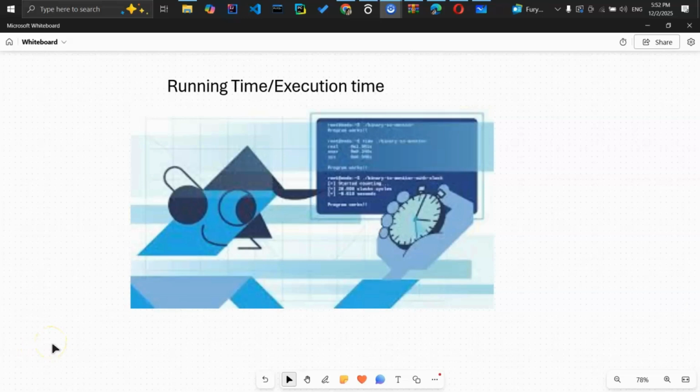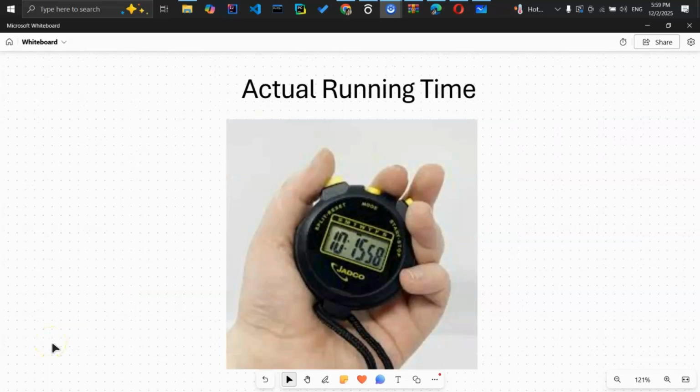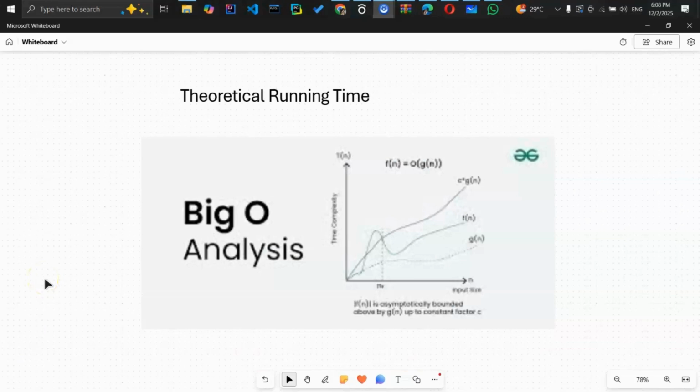We have two perspectives to measure the running time. The first one is the actual running time. In this type, we measure running time in seconds, milliseconds, and nanoseconds when you run the program on real hardware. The second one is the theoretical running time. In this type, we express it using Big O notation, which describes how the time grows with the input size. Theoretical running time is another way of saying time complexity.